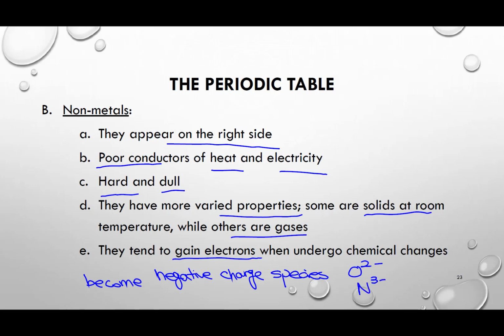Nitrogen 3 negative. Okay, chlorine 1 negative. You see, they gain electrons. That's why when they become ionized, they become negatively charged ions.